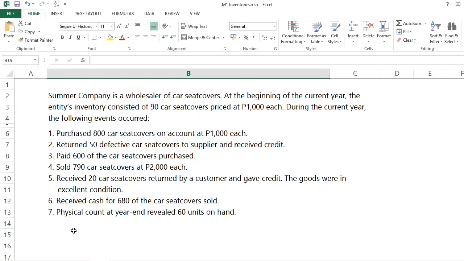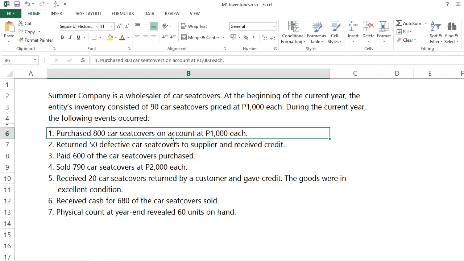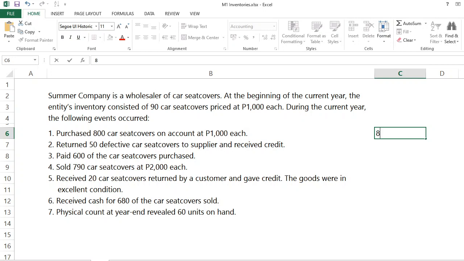Remember? I hope so. Number one, purchase 800 car seat covers on account. That's 1,000 each. Therefore, you have pila man na? 800,000. That is net purchases. So, wala na akong nagbuhat og entry, ha? I will leave it to you as an exercise. Mag-prepare mong entry para mas masabtan ninyo. Pero diri, diretso na lang na ako siya solve.